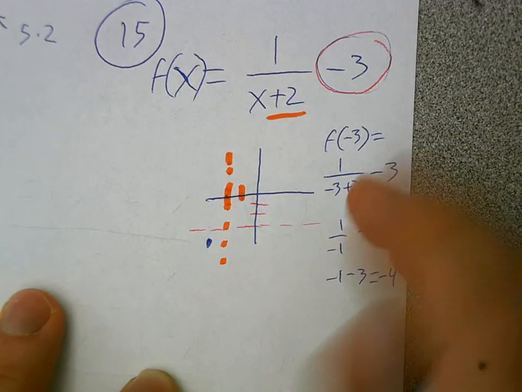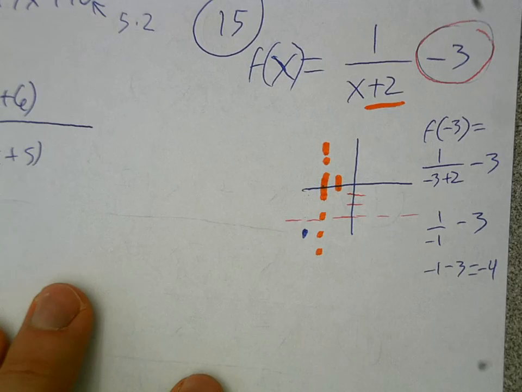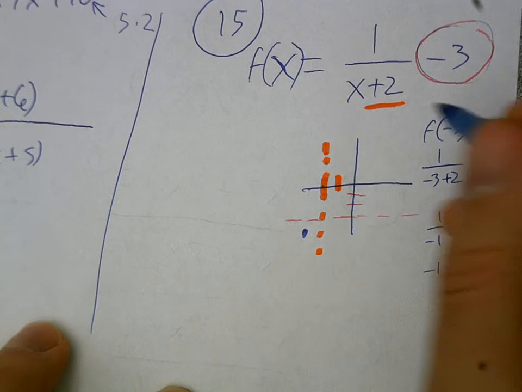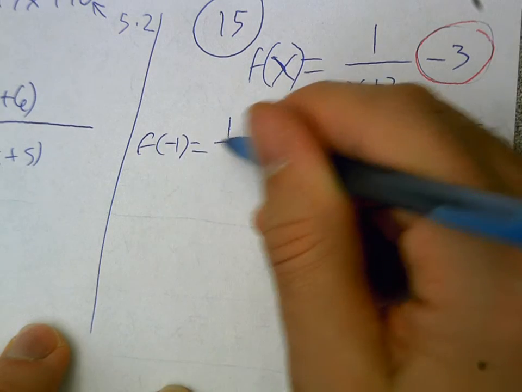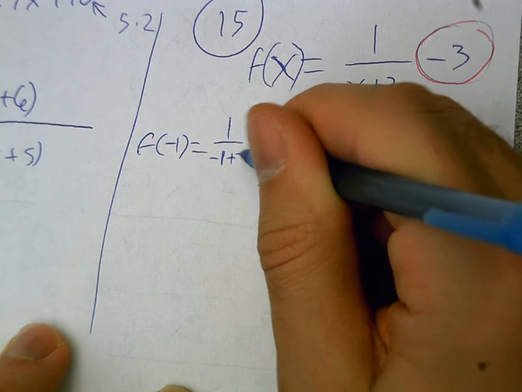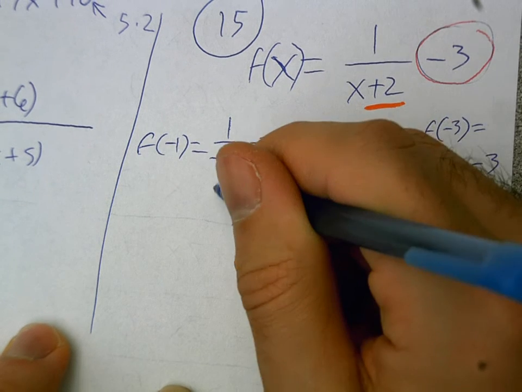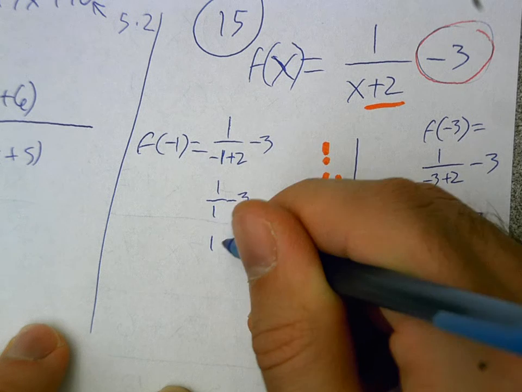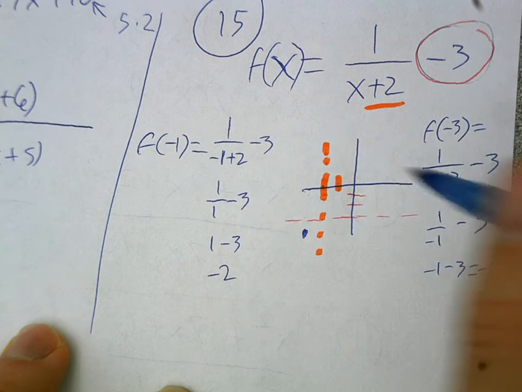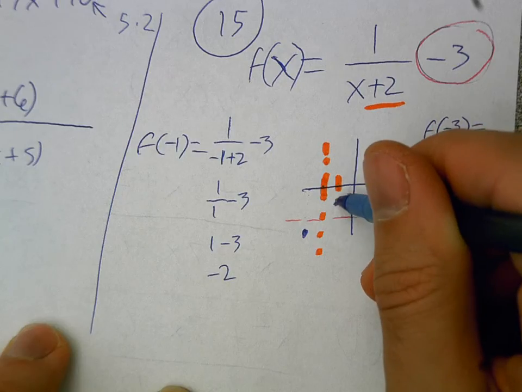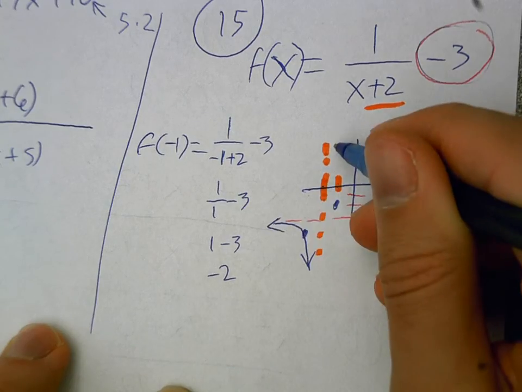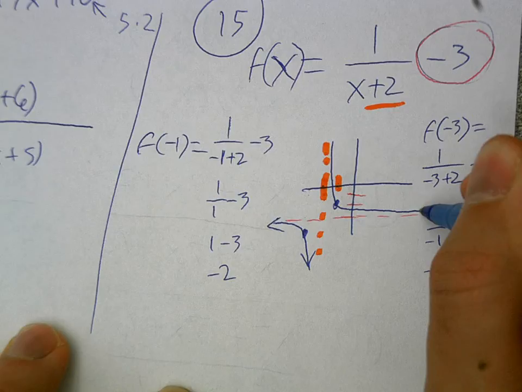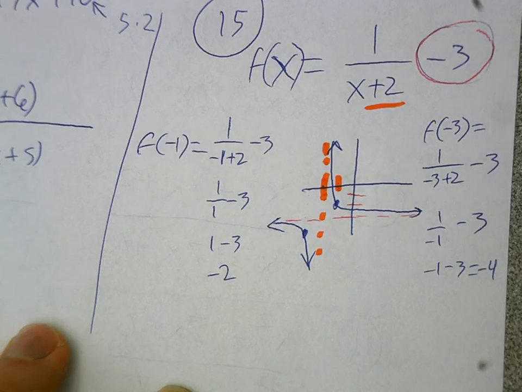And then on the other side, let's do f of negative 1. That would be 1 over negative 1 plus 2, minus 3, which would just be 1 over 1, minus 3. 1 minus 3 is negative 2. So that's negative 1, negative 2. And the idea is, if I remember the shape of my graph, a curve right there and a curve right here, that's my graph. Not crossing those two lines, but going through those 2 points with that shape.